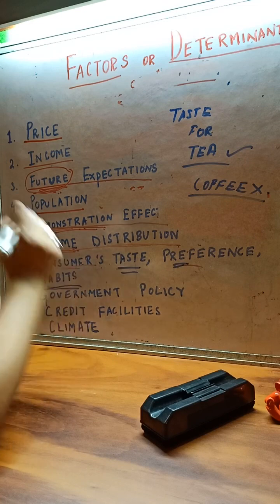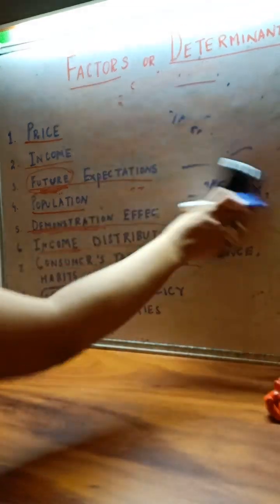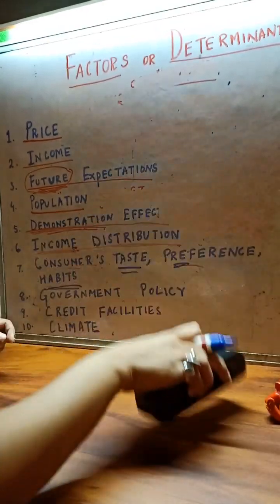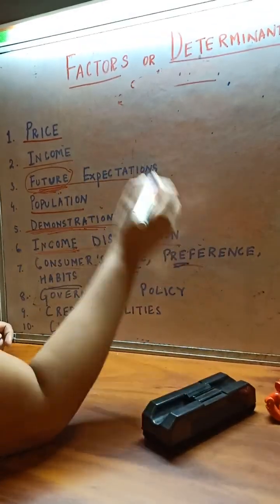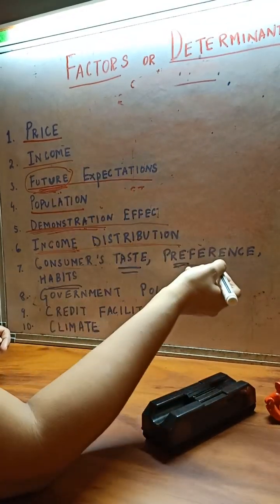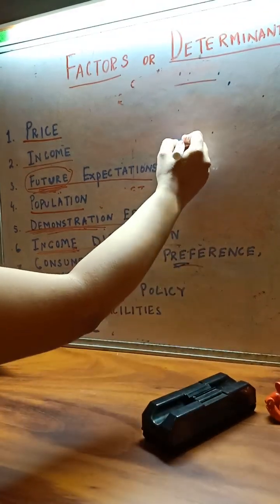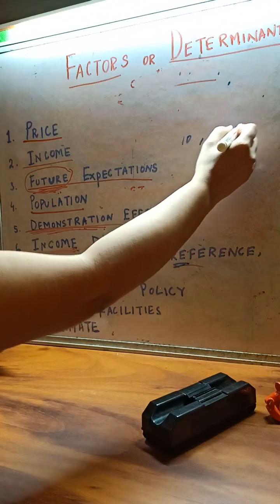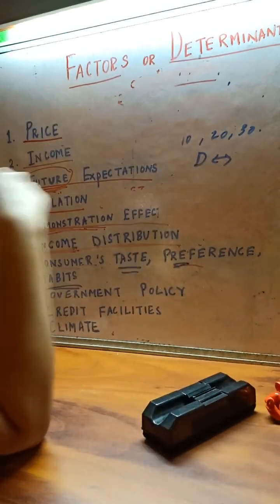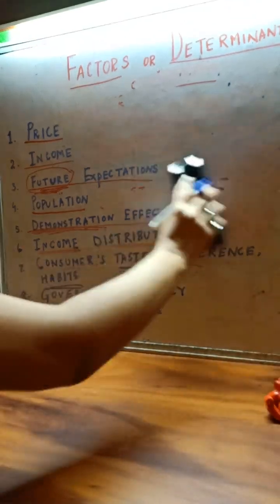Next, we come to habits. Now, what do you mean by habit? If a person has a habit of cigarette smoking, say, or a habit of consuming drugs, then definitely he will demand that commodity whatsoever may be the price. The price of one cigarette may be 10 rupees, it might be 20 rupees, it might be 30 rupees, but his demand will remain constant. The demand pattern will not change.